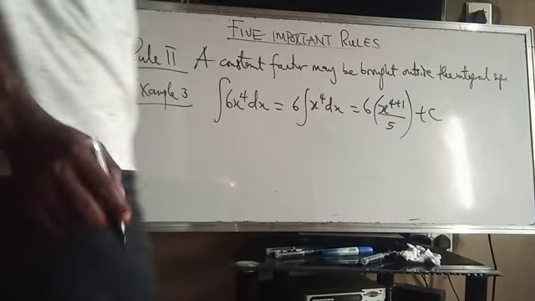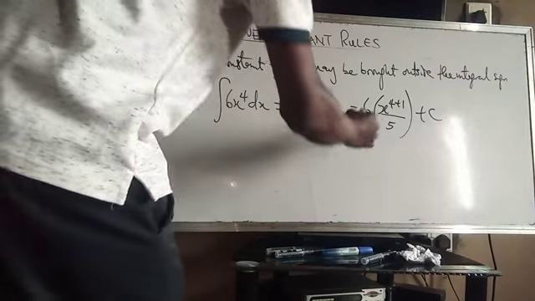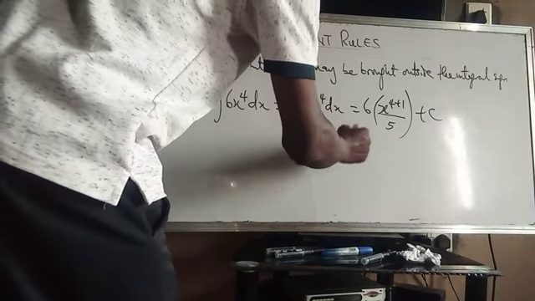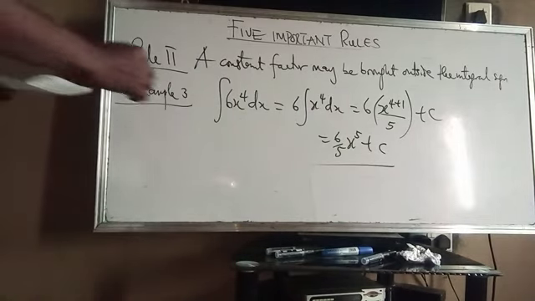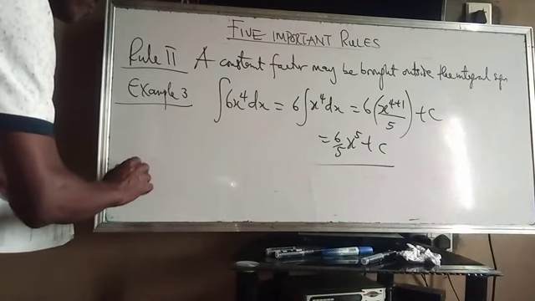So that means you have 6 times, now integrate this, x raised to the power 5. How? I think you must have understood x raised to the power 4 plus 1 all over 5, plus c. Okay, now what? 6 all over 5 x raised to the power 5 plus c. It's as simple as that. Let's look at another example there. Let's call this one example 4.